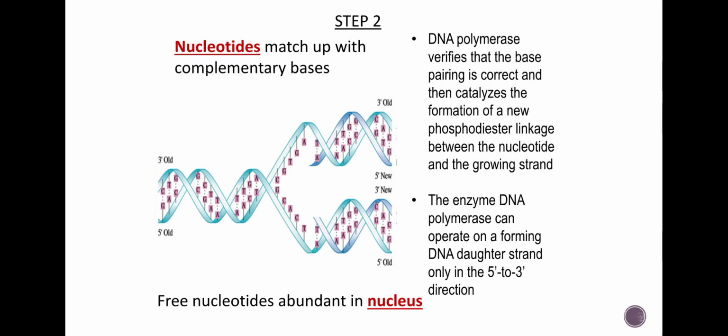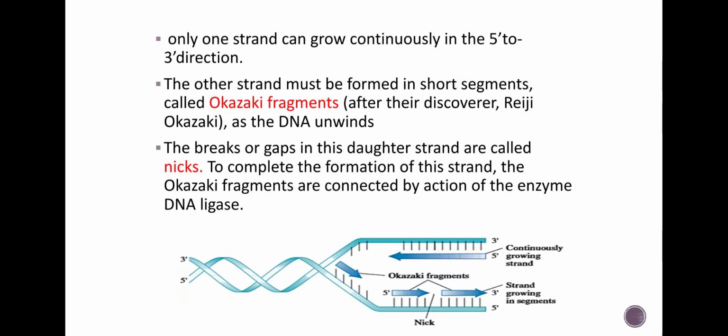The enzyme DNA polymerase can operate on a forming DNA daughter strand only in the 5' to 3' direction. Because the two strands of a parent DNA run in opposite directions, only one strand can grow continuously in the 5' to 3' direction. The other strand must be formed in short segments. These are called Okazaki fragments, after the discoverer Reiji Okazaki, as the DNA unwinds.